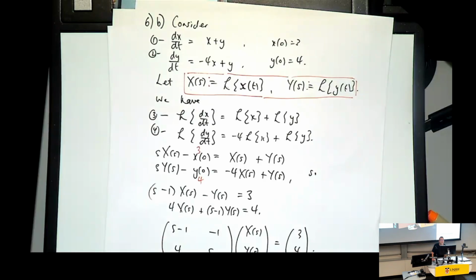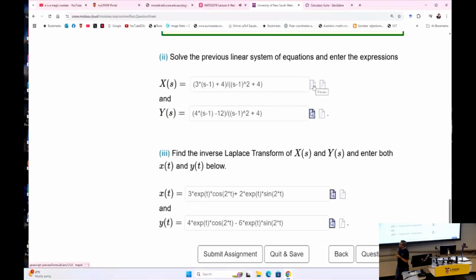Good morning. Okay, so solve. Sorry, let me put this up for people at home. Solve the previous linear system of equations and enter the expression. So what we're trying to do now is solve for the transforms of the unknown functions that solve the differential equations. Okay? So how do I do that?